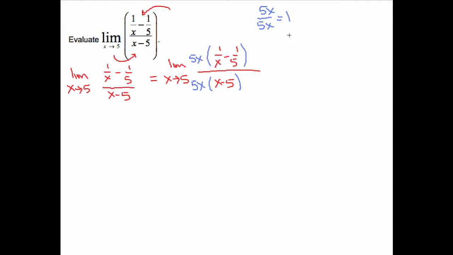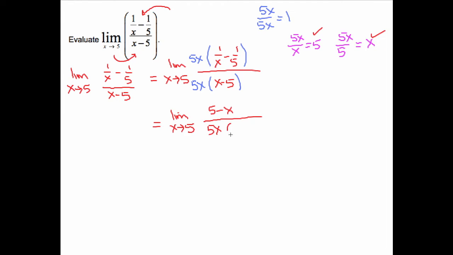Now notice, in the numerator, we have 5x times 1 over x, and that's 5. We also have 5x times 1 over 5, and that would be just x. So my next step is to write down the result of that multiplication. So I have the limit as x approaches 5, and the first term would be 5, minus the second term, x. And in the denominator, I have 5x times x minus 5.